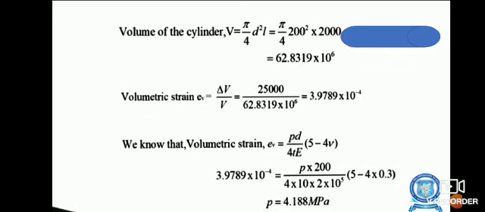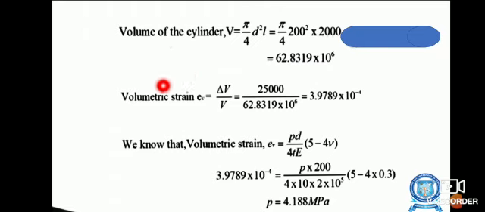Next, we apply the formulas. Volume of the cylinder V is equal to the formula pi by 4 d square into L. We apply all the given data: pi by 4 into 200 square into 2000. So the value is 62.8319 into 10 power 6 millimeter cube. The unit is millimeter cube. So we have found the volume.